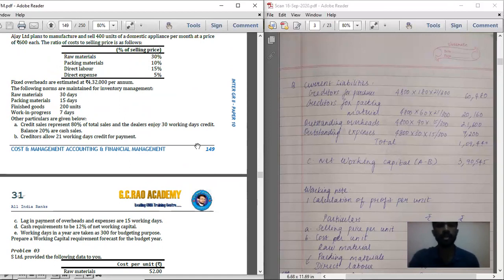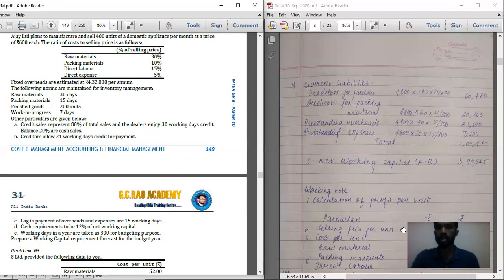It is assumed in that way so that only expenses and overheads should be assumed for 15 working days of lag in payment. For overheads and expenses, it is 15 working days. And for direct labor, they have not mentioned any lag in payment. So it is assumed that it has been paid on the exact day. So there won't be any current liabilities for payment of direct labor. So only outstanding overheads and outstanding expenses will be there. So outstanding overheads. How much is the fixed overhead cost we have calculated?